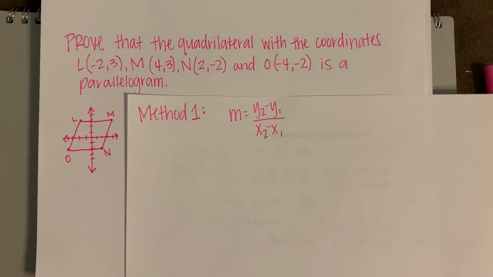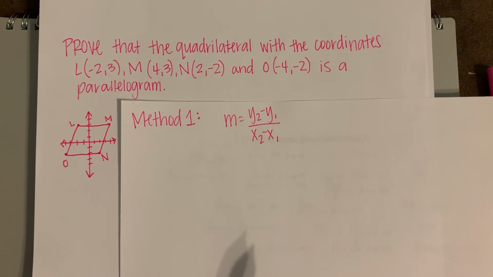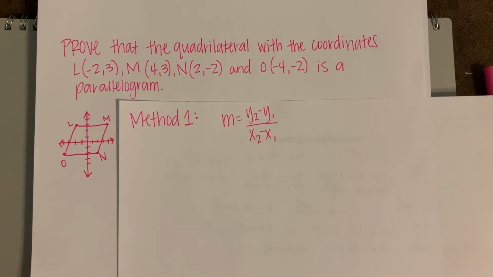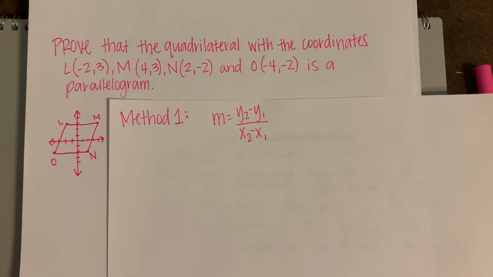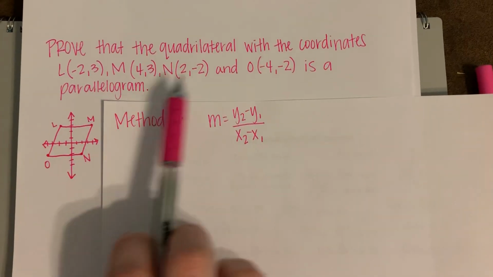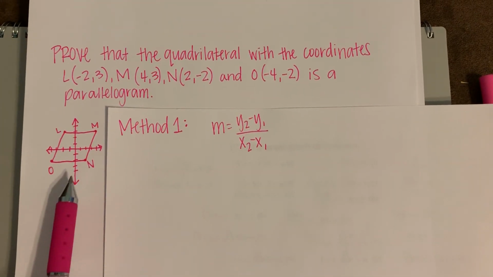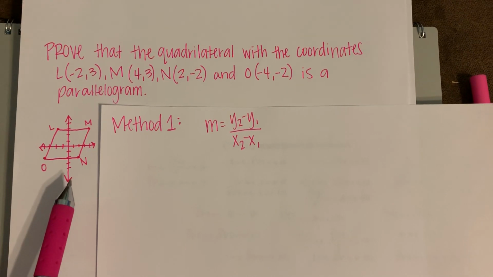To prove that a quadrilateral is a parallelogram, there are 4 different methods using coordinate geometry. This is the first method: prove that both pairs of opposite sides are parallel. I have my problem up here. This is a rough sketch of the quadrilateral that I'm trying to prove is a parallelogram.